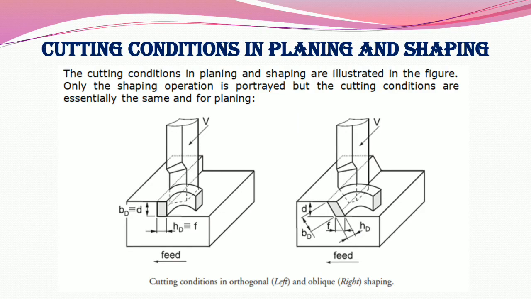Cutting conditions in planing and shaping. The cutting conditions in planing and shaping are illustrated in the figure. Only the shaping operation is portrayed, but the cutting conditions are essentially the same for planing. So there is the figure of cutting conditions in orthogonal, left, and the right, the oblique shaping. So there are some differences. You see here, there are so many indicators as B, D, S, D, f, V, etc.